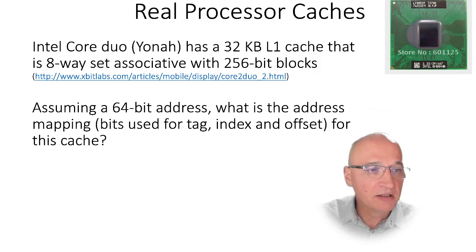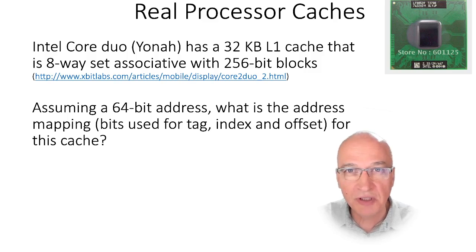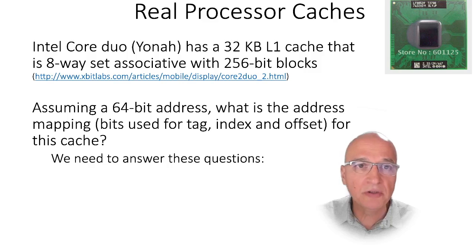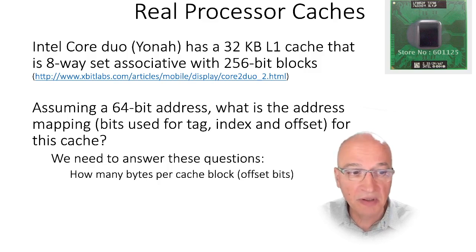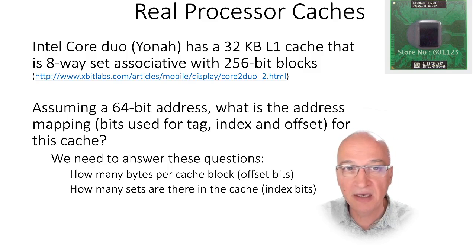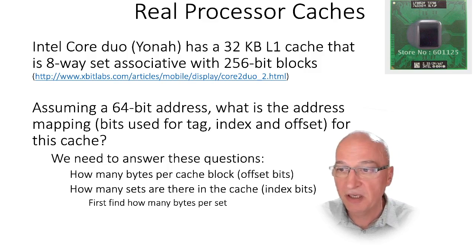So if we assume that this processor has a 64-bit address, the question is, what is the address mapping for access to this cache? The address mapping tells me which bits are used for the tag, which bits are used for the index, and which bits are used for the offset for this cache. In order to answer that, we need to answer the following questions. We need to know how many bytes per cache block we have, because that will tell us the number of bits for the offset. We need to know how many sets there are in the cache, because I need as many index bits as I need to create a unique identifier for each set. So I need to know how many sets are in the entire cache so that I can know how many index bits I have.